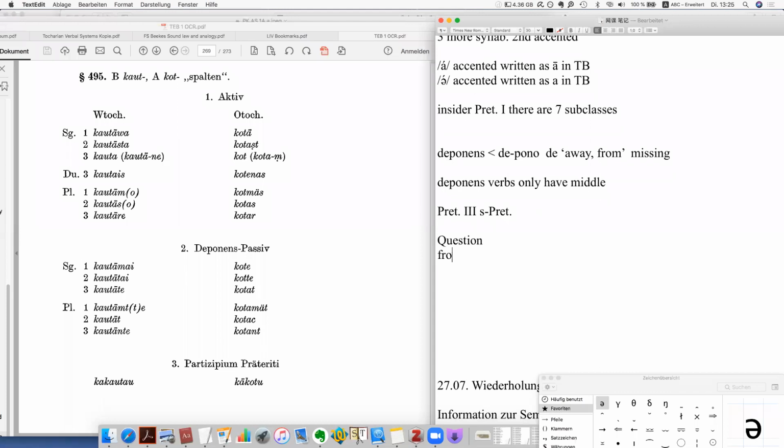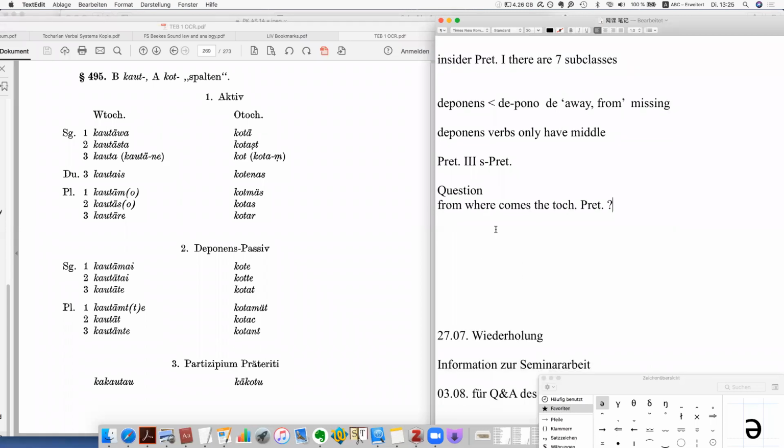where from, woher kommt? Woher is in English whence, right? From where? So the question: from where comes the Tocharian preterite? From which Indo-European tense?